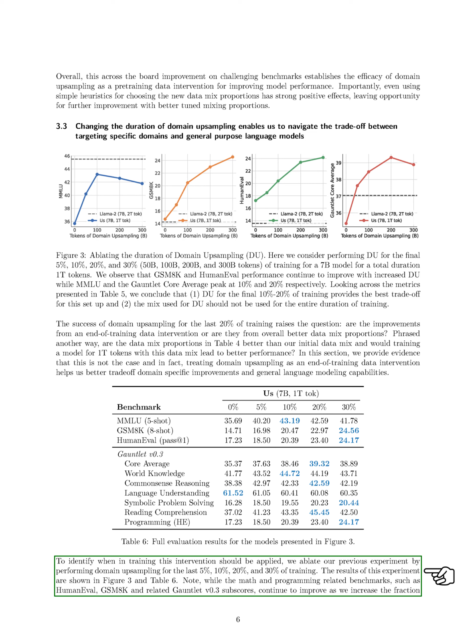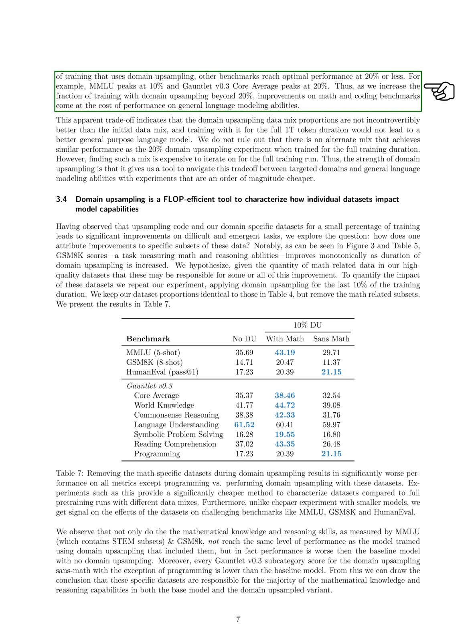By conducting experiments with domain upsampling at different points during training, 5%, 10%, 20%, and 30%, we found that while benchmarks related to math and programming continued to improve with increased domain upsampling, other benchmarks reached their peak performance at around 20% or even earlier. This suggests that pushing domain upsampling beyond 20% could lead to better performance in specific areas like math and coding but at the expense of general language modeling abilities.